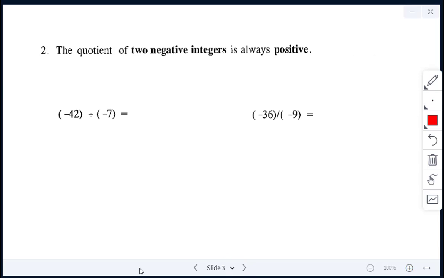So just like in multiplication, if we're dividing 2 negative integers, our answer is still going to be positive. Here we have negative 42 divided by negative 7. The answer will be positive 6. Here we have negative 36 divided by negative 9, or if it was written this way, negative 36 divided by negative 9. Our answer is going to be positive 4.